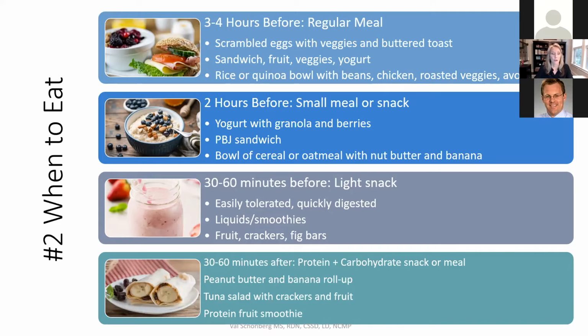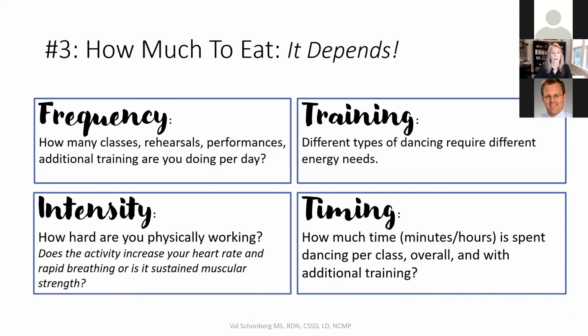And then we have to think about recovery. Right after dancing, 30 to 60 minutes after, we want to refuel those muscles with protein for repair and recovery, as well as carbohydrate for glycogen. Glycogen is the name for basically that fuel tank in your muscle tissue, which is where our body accesses those carbohydrates. You can see some examples here: peanut butter and banana roll-up, easy to pack and bring along. Something like tuna salad with crackers and fruit, put in a little easy Ziploc container, or a protein fruit smoothie, something you can make ahead, freeze, bring with you, and it might be thawed by the time you need it.